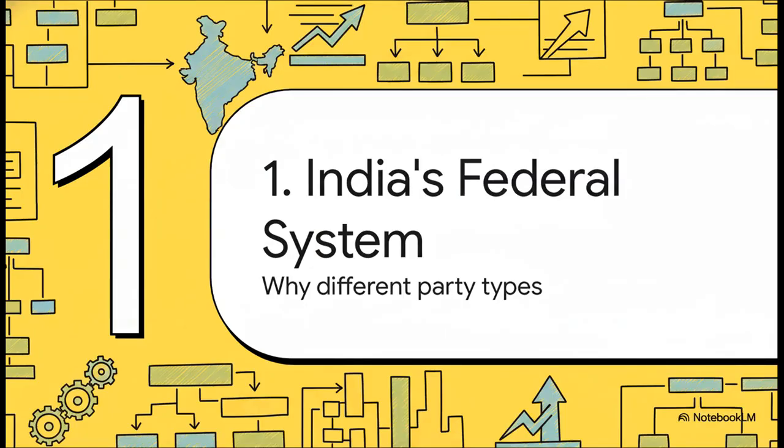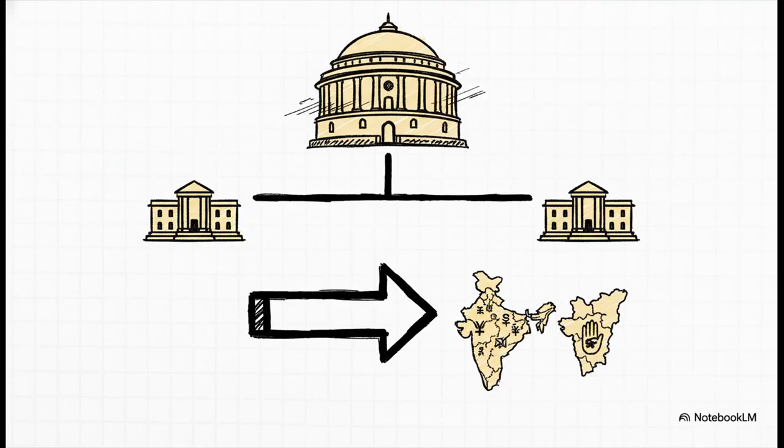First things first, let's connect this whole topic to something you already know from your classes, India's federal system of government. This is actually the main reason why we have different kinds of parties in the first place. It just makes sense, doesn't it?